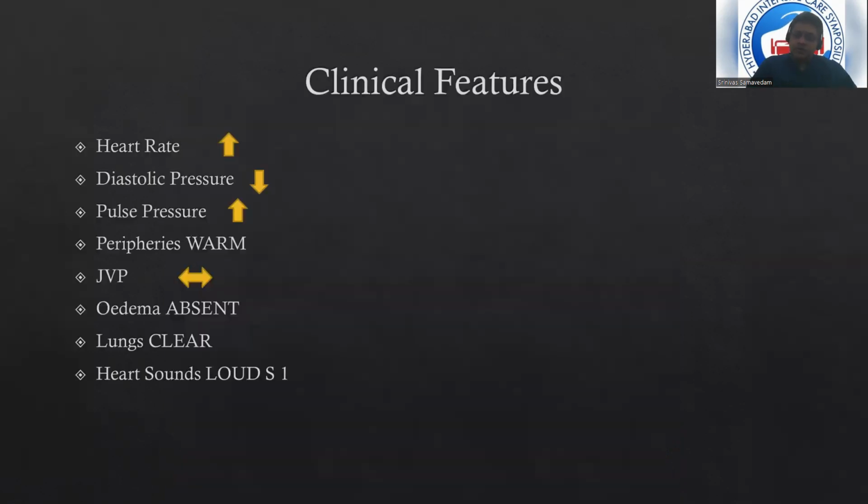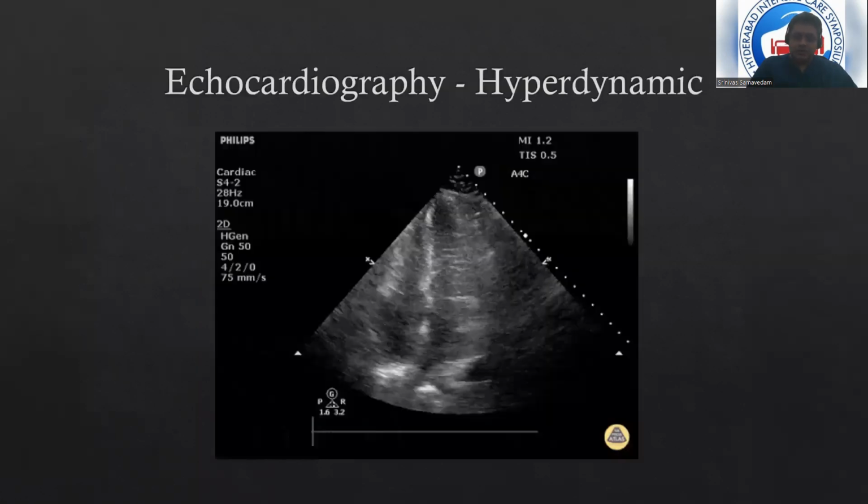So distributive shock manifests as increase in heart rate, a decrease in diastolic pressure, and therefore an increase in pulse pressure. Because of the vasodilatory state, the peripheries are all warm. The JVP is not elevated in this type of shock, usually manifested by a lack of edema other than in beriberi. The lungs are usually clear, and because of the hyperdynamic nature of the situation, you get a loud first heart sound. So this is a very basic clinical approach to a patient in distributive shock.